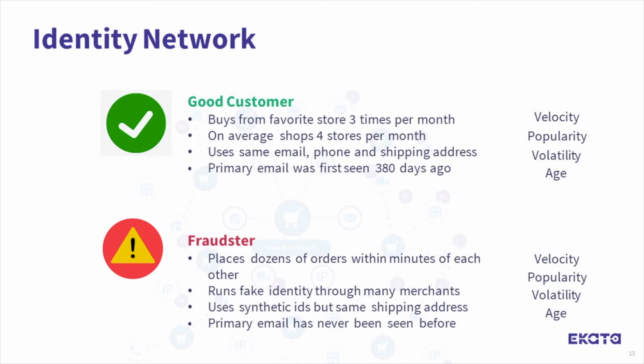On the flip side, a fraudster may place dozens of orders within minutes of each other, run fake identities through many merchants because they're trying to maximize, use synthetic IDs but the same shipping address. They keep changing the identity combinations, and their primary email might not have been seen before, right? They just created it for fraudulent purposes. So this is a good way to visualize how the network can catch good behavior versus fraudulent behavior.